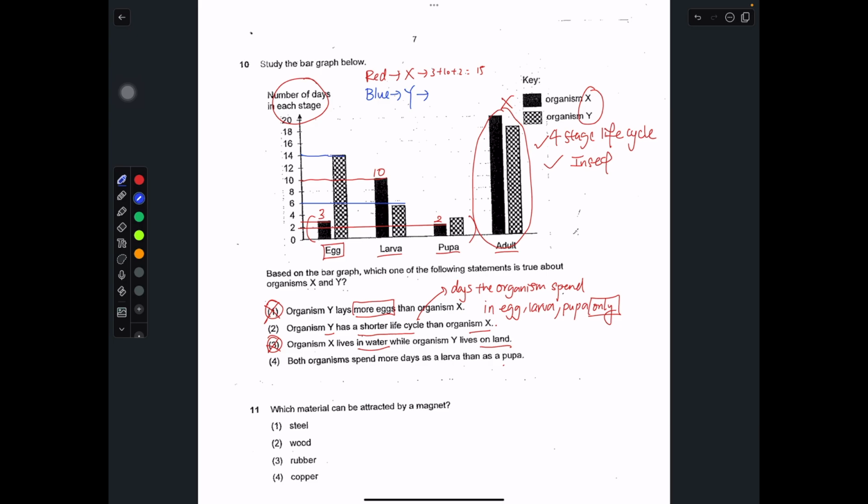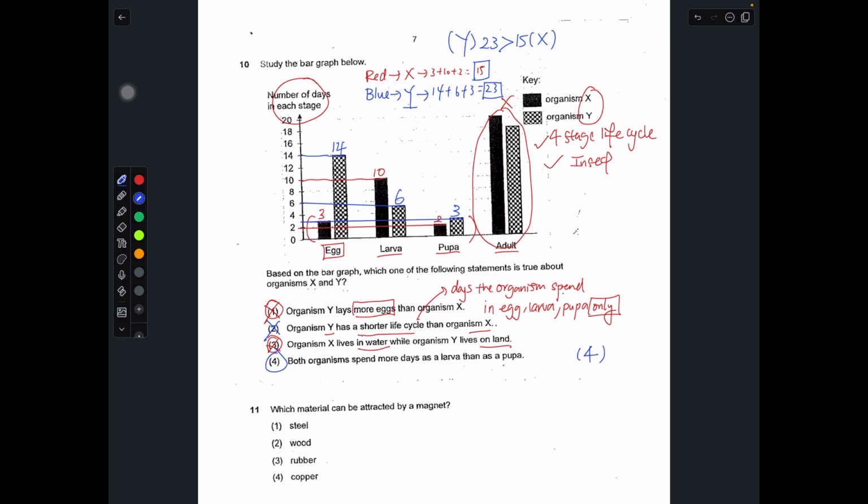Is it here? Oh, this should be 6. Okay, I think the question isn't pointed very correctly. This is 6. This looks like a 3. So this is 14. Okay, so 14 plus 6 plus 3, so about 23. So naturally you can see Y has more days because 23 is greater than 15. So Y spends more days, or has a longer life cycle than X itself. So this is wrong. So the answer can be number 4.